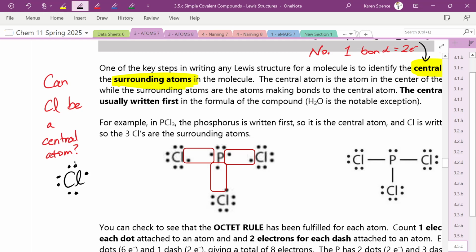Okay, we have a pair here, we have a pair here, we have a pair here, and then we have a gap here. Every time you have a gap, that is a possible bond. A gap is a possible bond. So in general, how many bonds does chlorine form? 1. So can chlorine be a central atom? No, because in order to be in the middle, you need to be able to grab more than one thing. Okay?